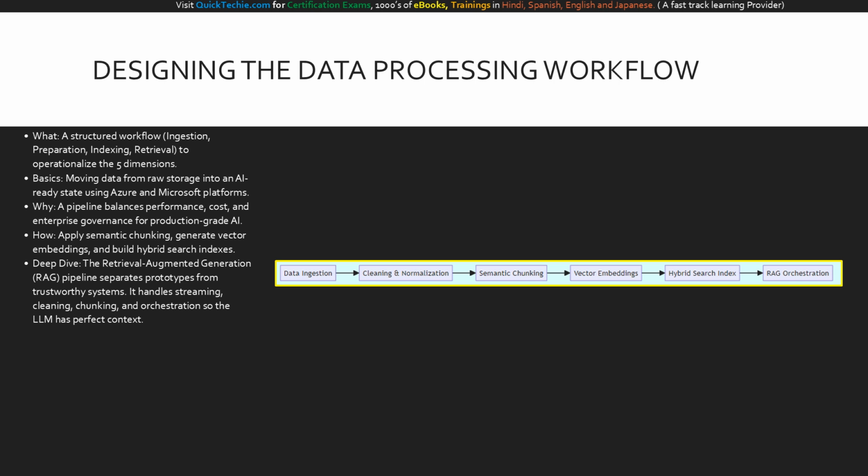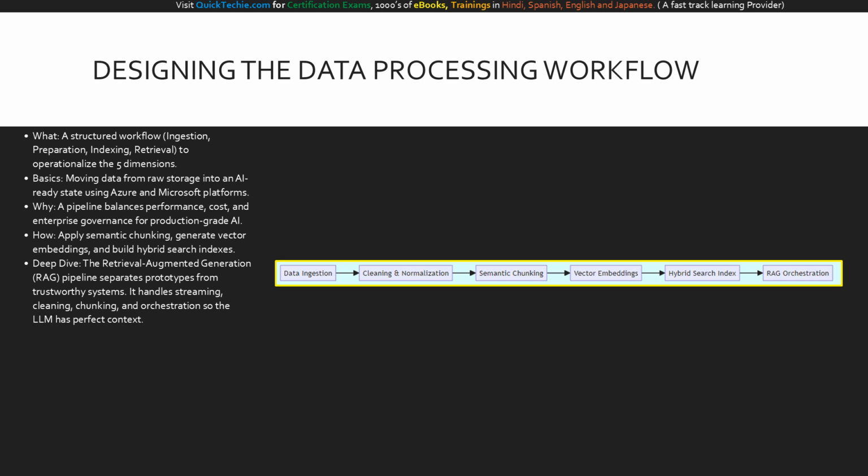Take a look at the data pipeline diagram on your screen. This represents the full lifecycle of grounding data processing. On the far left, we begin with data ingestion, pulling from our secure sources. Next, we apply the cleanliness dimension in the cleaning and normalization node. Once clean, the text undergoes semantic chunking, breaking it into sizes the AI can digest efficiently. Those chunks are then converted into math via vector embeddings. These vectors are stored in a hybrid search index, which guarantees our accuracy and relevance dimensions are easily searchable.